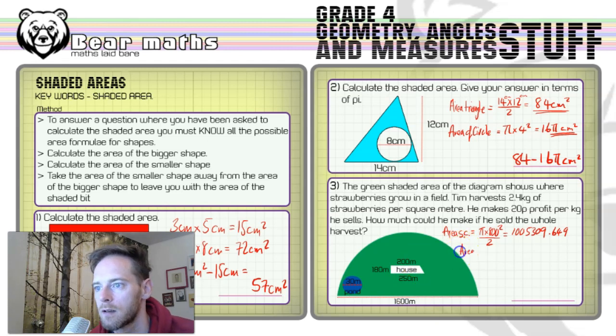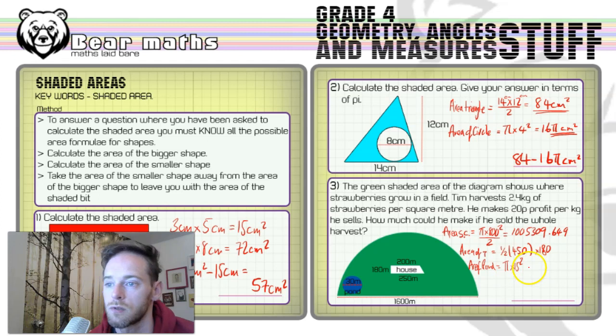So the area of the trapezium equals the 200 plus the 250, so 450. Half multiplied by 450, multiplied by the height of 180. Okay, so there's the area of the trapezium. And we also need the area of the pond, which is a circle, right? That's going to be pi times by 15 squared, because the radius is 15. Everything's in meters, so it's not a problem.